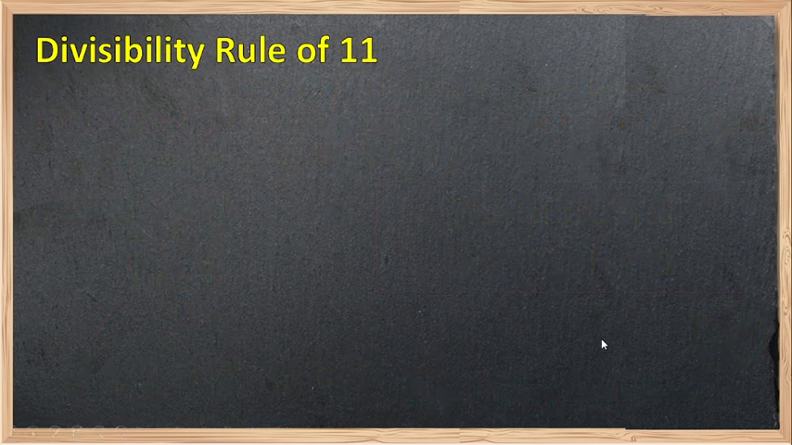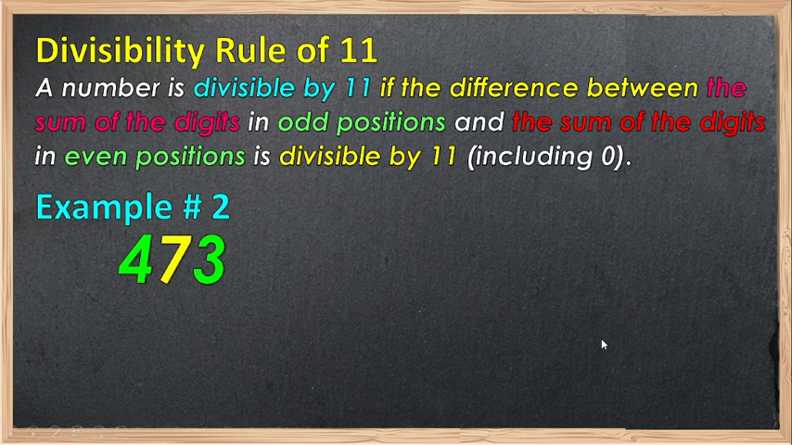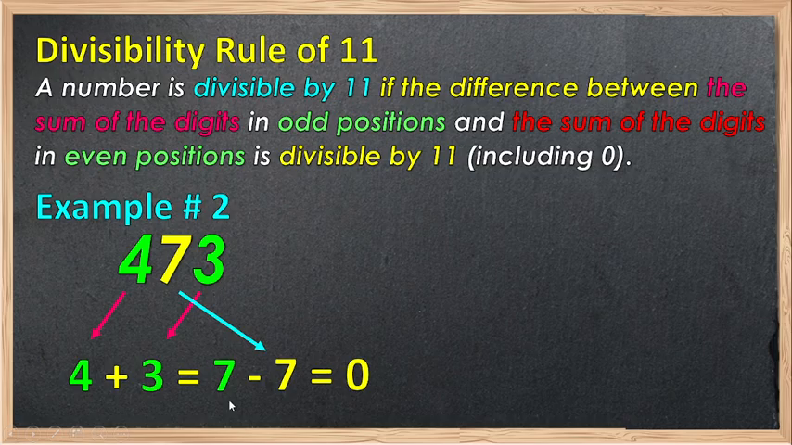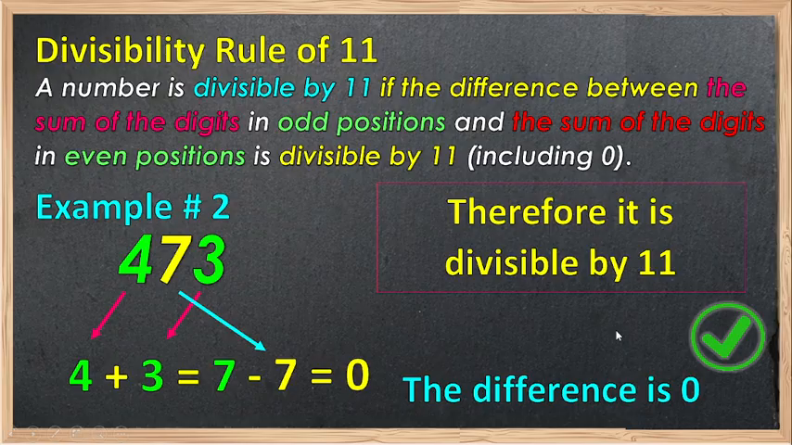Okay? Next, we have example number 2: 473. Let's get the odd positions. The odd positions are 4 and 3, so we have 4 plus 3, the answer is 7. And then the even position is only 7. We subtract the 7 from the sum of the odd positions. So we have 7 minus 7, the answer is 0. Therefore, the difference is 0, therefore it is divisible by 11. Because if the difference is 0, it is divisible by 11.